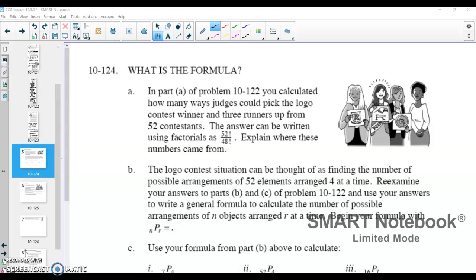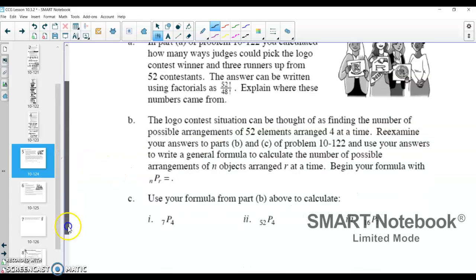We're going to start here in part A, even though we've already talked about it. In part A of problem 10-122, you calculated how many ways judges could pick a logo contest winner and 3 runners-up from 52 contestants. That answer could be written as 52 factorial over 48 factorial, and here's a reminder of where those numbers came from.